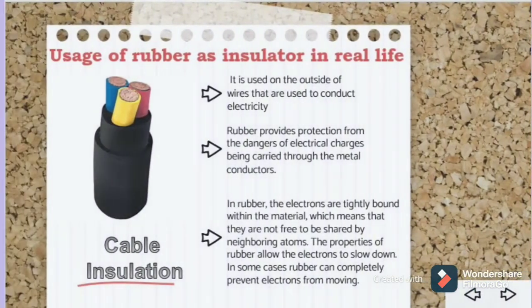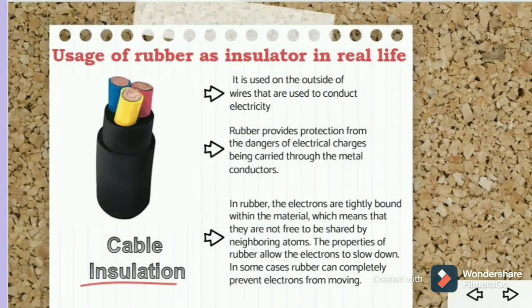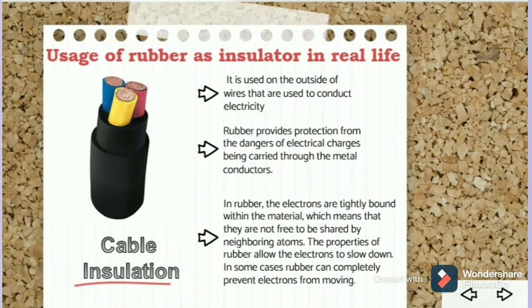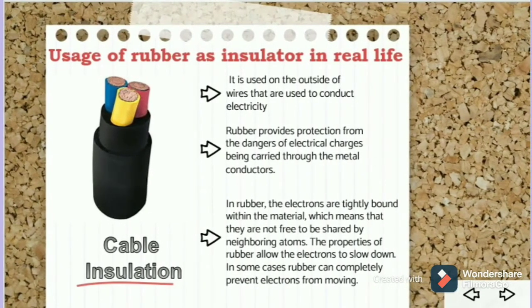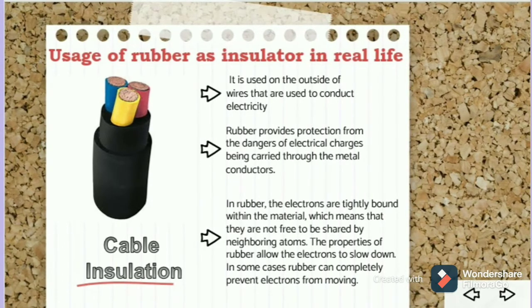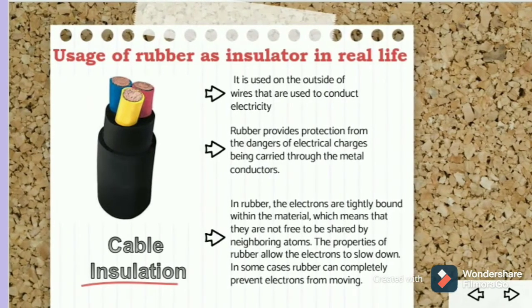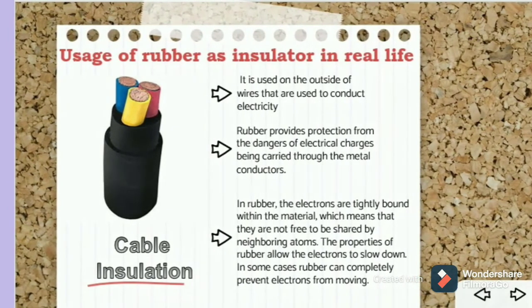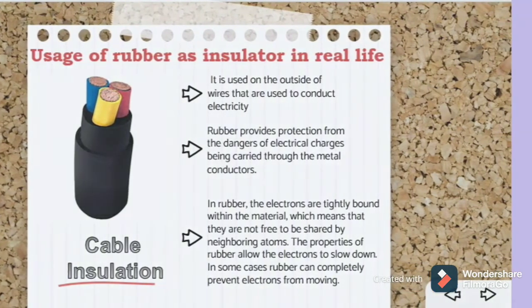So, what is the usage of rubber as an insulator in real life? One of the usages is cable insulation. It is used on the outside of the wires that are used to conduct electricity. Rubber provides protection from the danger of electrical charges being carried through the metal conductor. As we know, in rubber, the electrons are tightly bound within the material, which means that they are not free to be shared by neighboring atoms. The property of rubber slows the electrons down. In some cases, rubber can completely prevent electrons from moving.